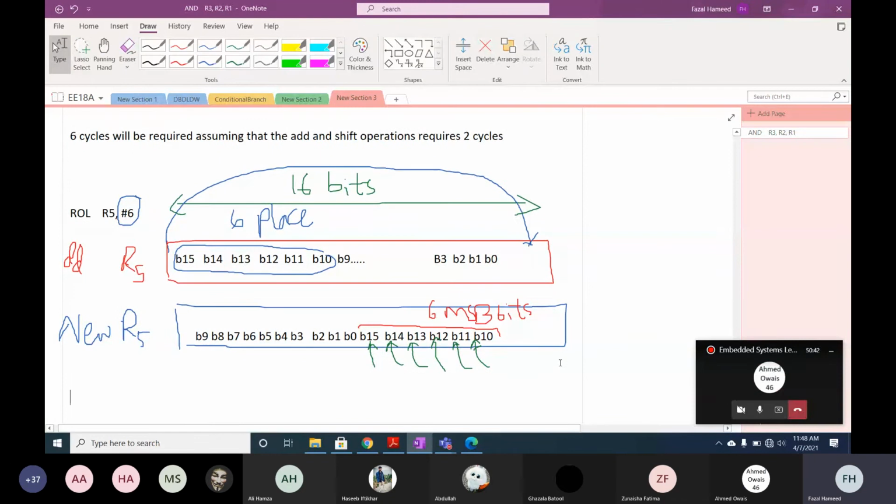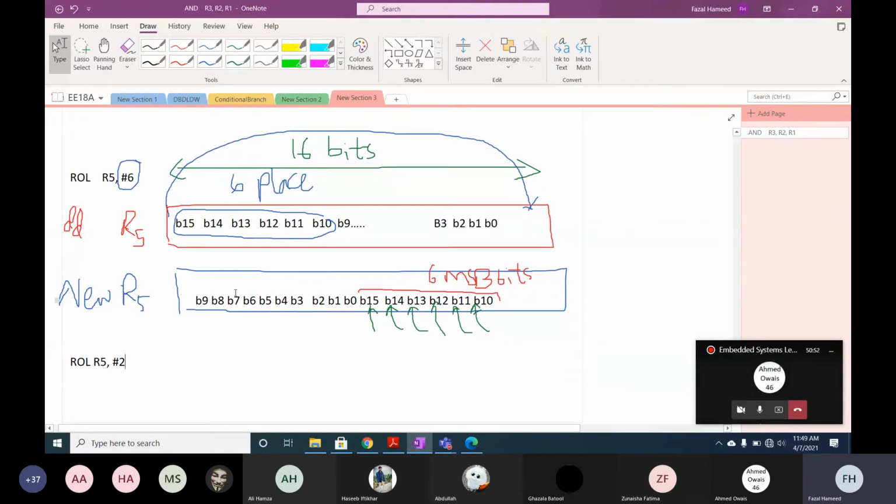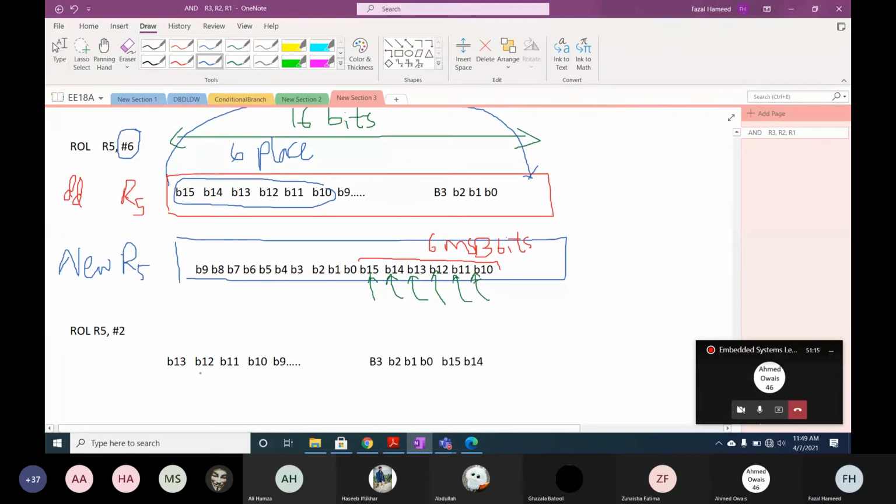Now let's assume we have another instruction. Rotate left R5 with the value of 2. So what will be the new R5? The most significant B13 will become... and the least significant B14 will... Very good. So that's the point. In this case, the new value of R5 will be B15 and then B14. Did you understand?